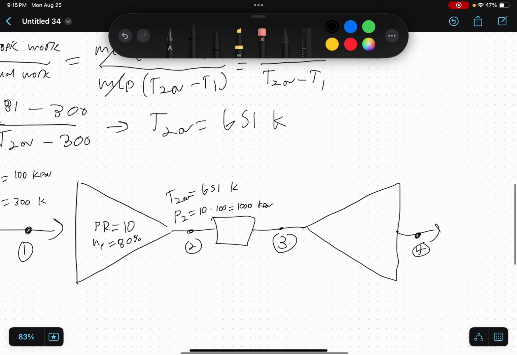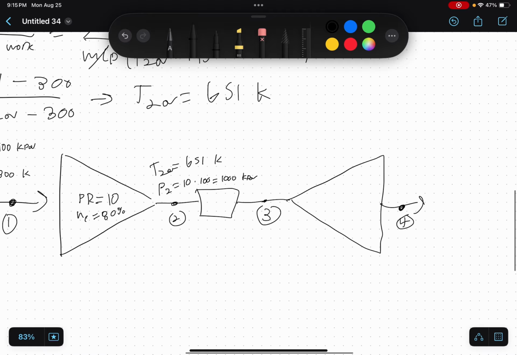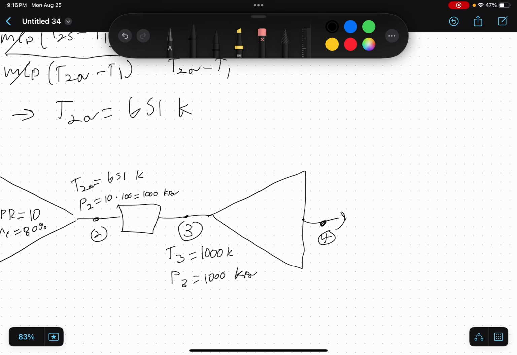Now let's go with the turbine. I'm going to write the states down here. So let's say T3, what's a good turbine temperature? 1000 Kelvin. Let's go with that. That's a nice round number. P3 is the same as P2 because turbines are ideally constant pressure combustors. 1000 kPa. Cool.